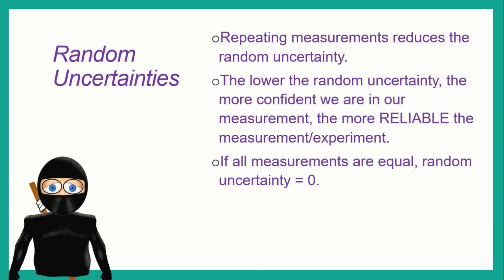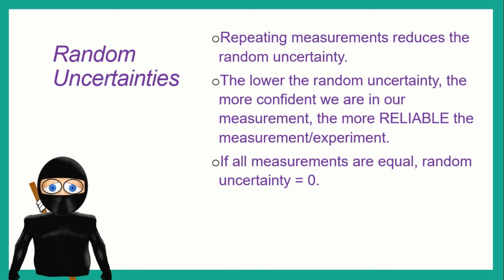Maybe in the past you've heard a science teacher asking you to repeat an experiment. And maybe they've told you that the experimental results are more reliable by repeating the experiment. In reality, repeating the experiment reduces the random uncertainty. It makes us more confident in our measurement, and it makes the measurement or experiment more reliable. However, that's not in every case.